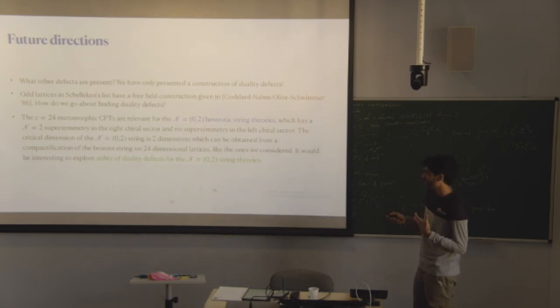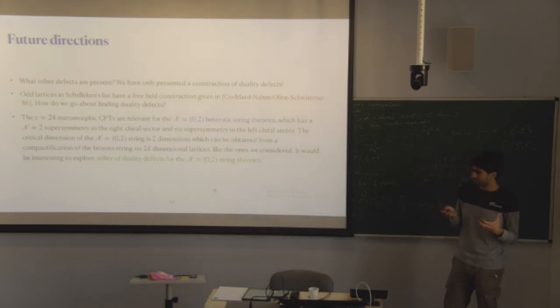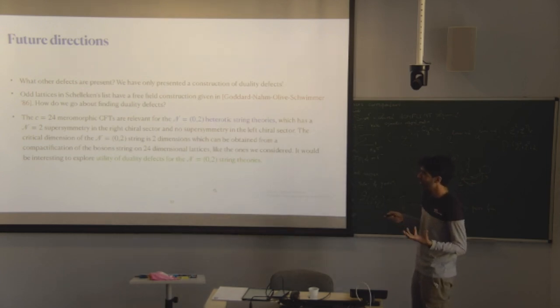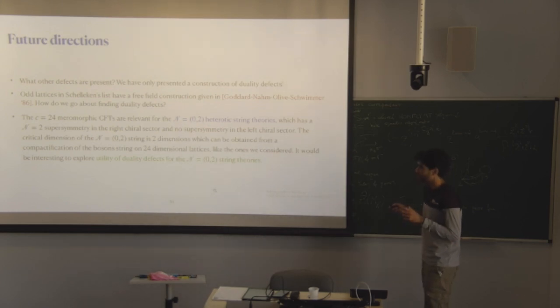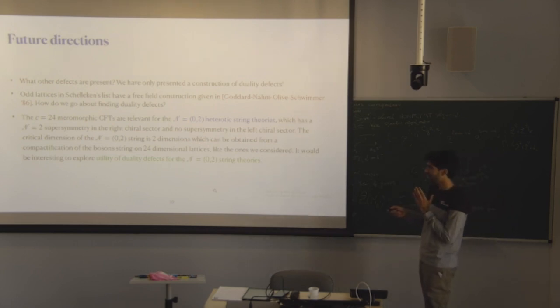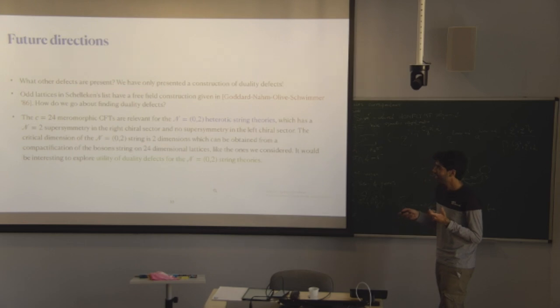The last part is that, okay, so now you have defects in your worldsheet CFT, but then what do you gain from it in the string theory setting? The c equals 24 CFTs are relevant for the N=(0,2) heterotic string theories. These string theories have N=2 supersymmetry in one of the chiral sectors. You can take, for example, the right chiral sector, and no supersymmetry in the left chiral sector. Then the critical dimension that you can calculate for these strings is 2 dimensions.